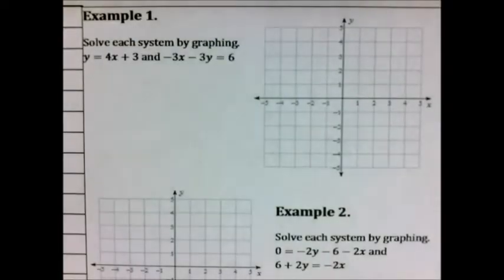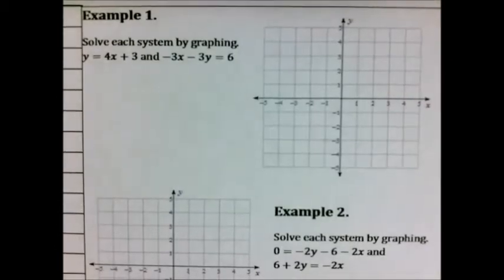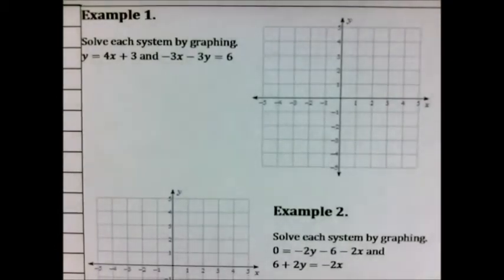So we're going to go on to some examples here. And this first question here is to solve each system by graphing. Now we're given y equals 4x plus 3 and negative 3x minus 3y equals 6. And so what we have to do is graph each of those lines.